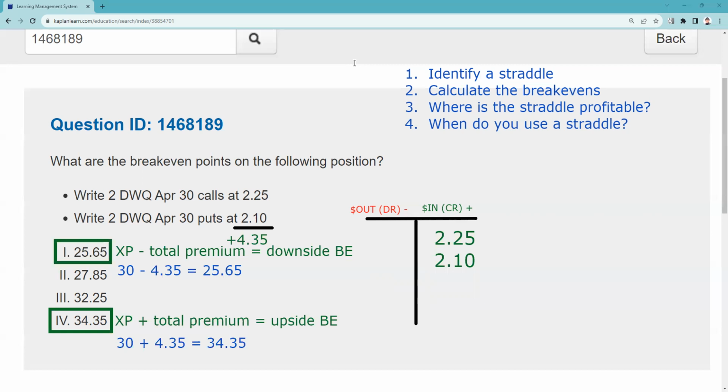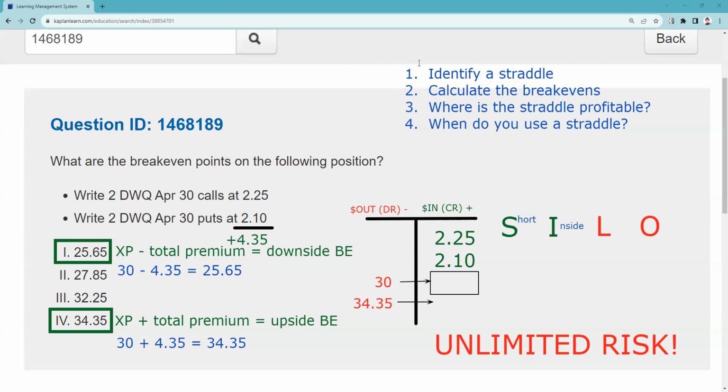And then just illustrating that indeed, if we buy the stock at 30, because it's a put contract, I'm obliged to buy at 30, and the stock's below 30, I get exercised. As long as that stock is 25.65, it breaks even. It's a push, so to speak. And again, in the call, I'm obligated to sell at 30. So as long as I don't have to pay more than 34.35 for that, I'm okay. All right. And then remember, short straddles are profitable in between the upside and downside break-even, and short straddles have unlimited risk. All right.